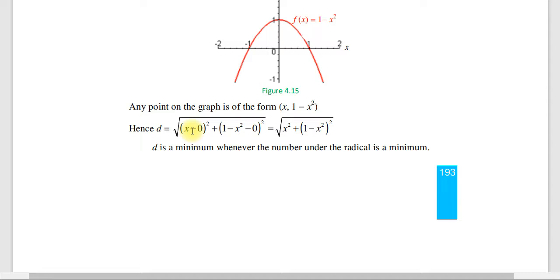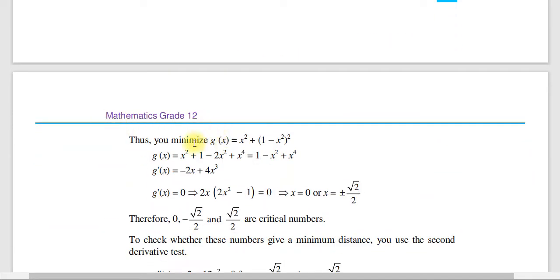Hence, d is equal to the square root of (x minus 0) the whole square plus (1 minus x square minus 0) the whole square, which is the square root of x square plus (1 minus x square) the whole square. d is the minimum whenever the number under the radical is minimum. Thus you minimize g of x, which is equal to x squared plus (1 minus x squared) the whole square. So expanding, g of x is x squared plus 1 minus 2x squared plus x to the power of 4. Then collecting like terms, we get 1 minus x squared plus x to the power of 4.